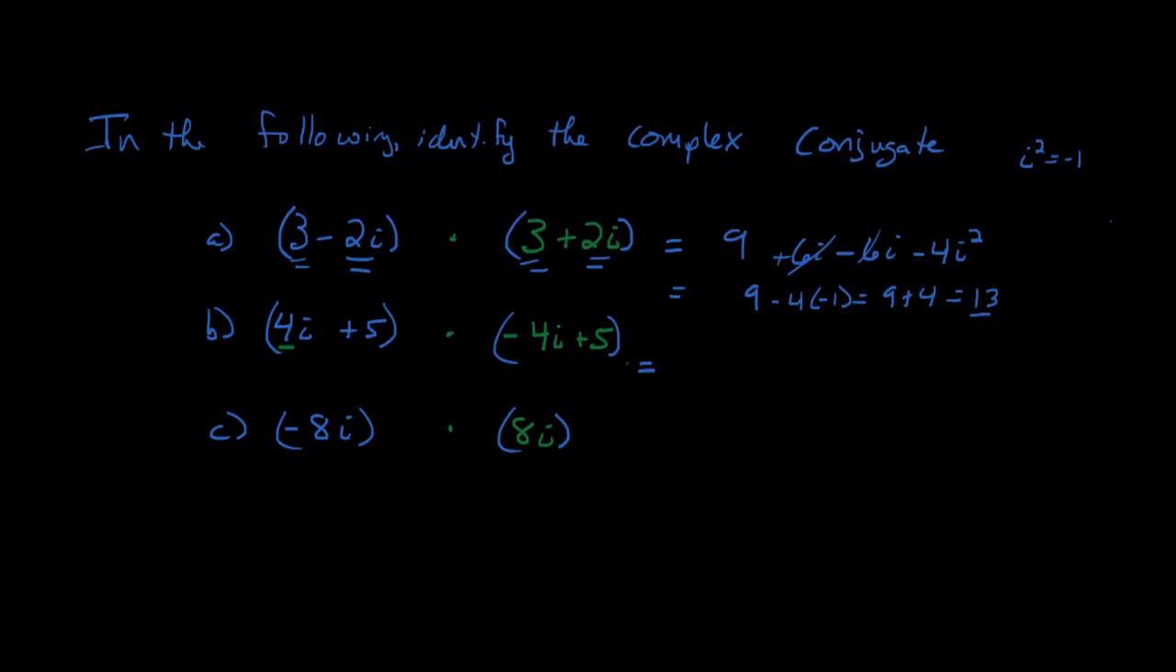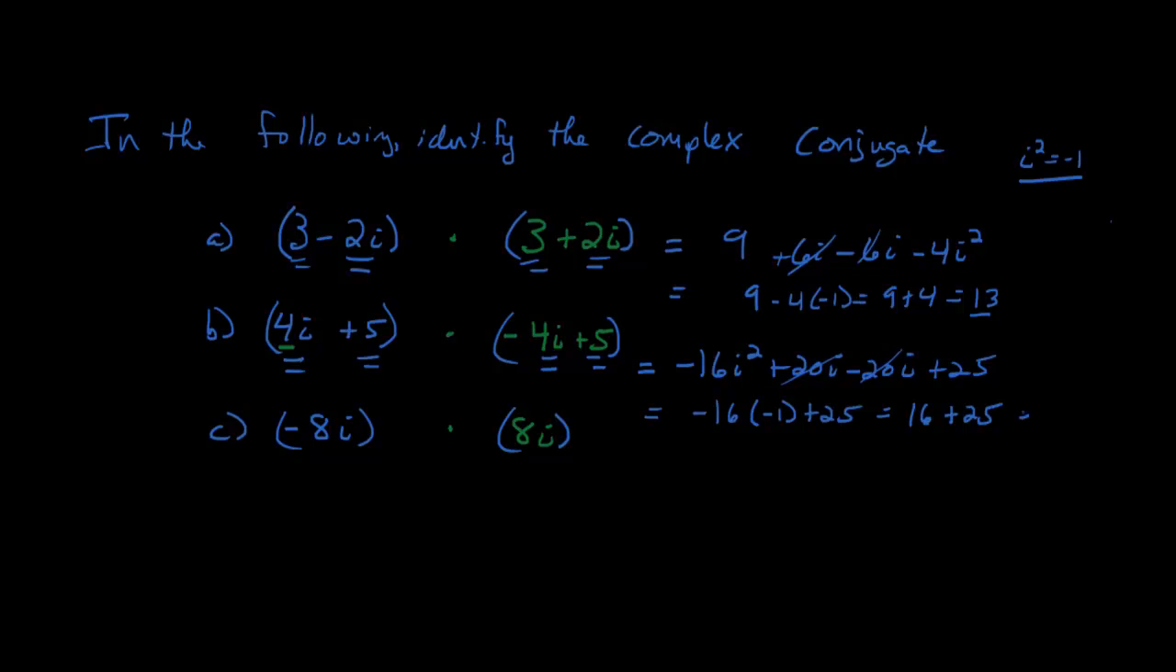Let's try this one. 4i times negative 4i gives you negative 16i squared. 4i times positive 5 gives you positive 20i. 5 times negative 4i gives you minus 20i. And then 5 times 5 gives you positive 25. Hopefully you recognize the 20i and the negative 20i cancel, and you're left with negative 16 times i squared, but i squared is equal to negative 1. So we have times negative 1 still, plus 25. 16 times negative 1 gives you positive 16, plus 25. 16 plus 25 gives you 41. And notice you get another positive number.